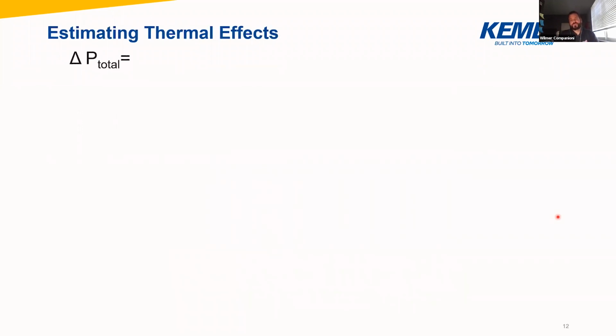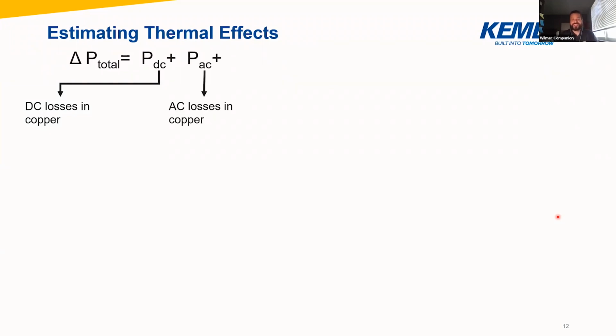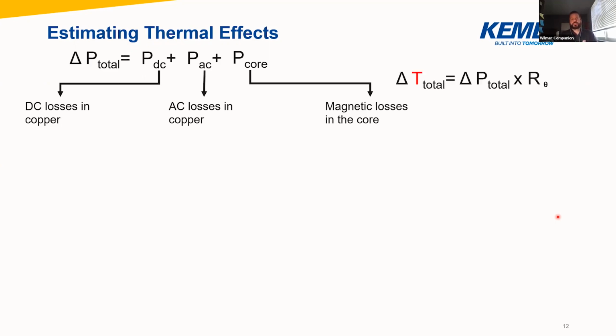And inductors are known to heat up during their operation for several reasons. The power loss, and therefore the amount of self-heating that the inductor experiences, is determined by the DC power loss, which comes from the resistivity of copper, the AC power loss, which comes from the impedance of the winding, and the magnetic losses in the core material itself. Then when you multiply that total power loss times the coefficient of thermal resistance of the component itself, you can get a sense of the total temperature change of the inductor itself.